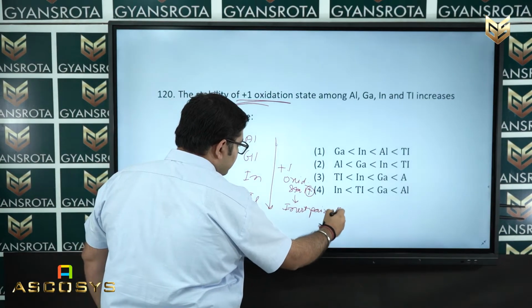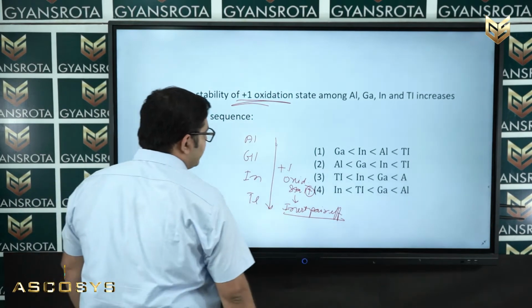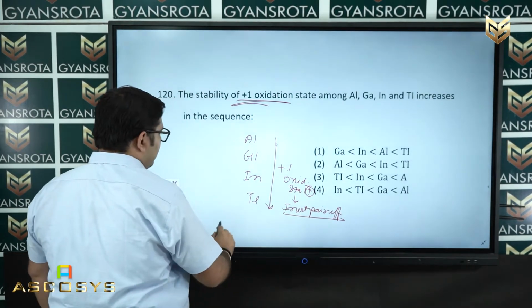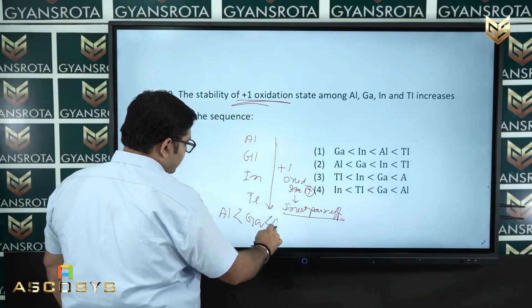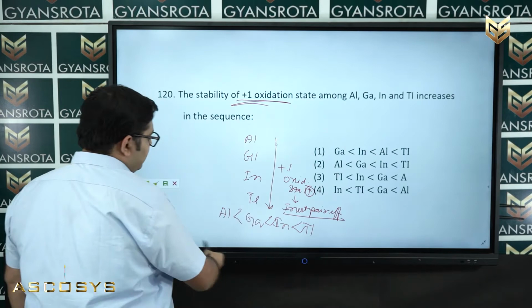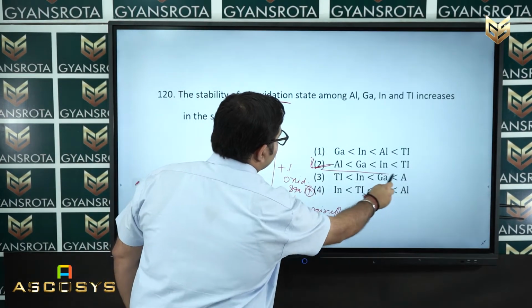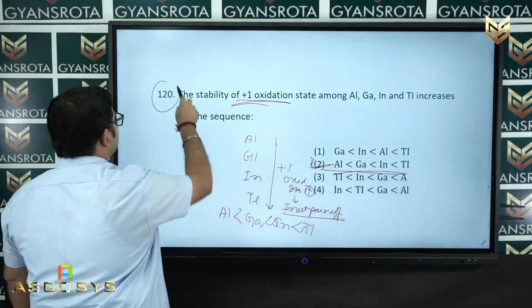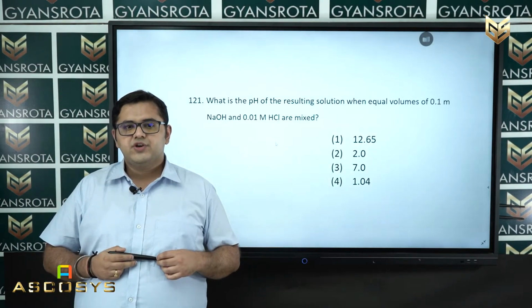Okay. Due to the inert pair effect, the +1 oxidation state increases down the group. So, what order should you get? Aluminum, then gallium, then indium and then thallium. Now see option number 2, which follows this order, and this is the correct answer to your question number 120.